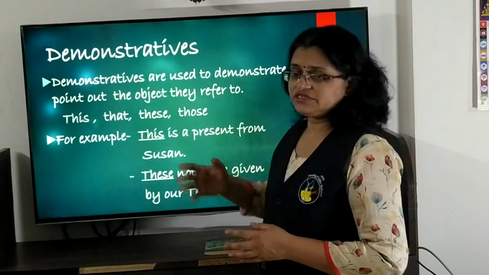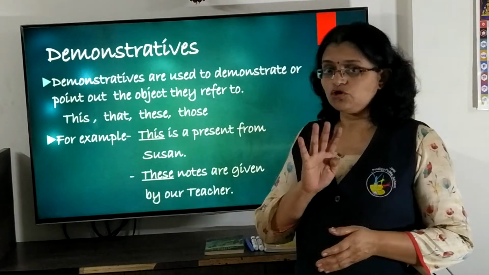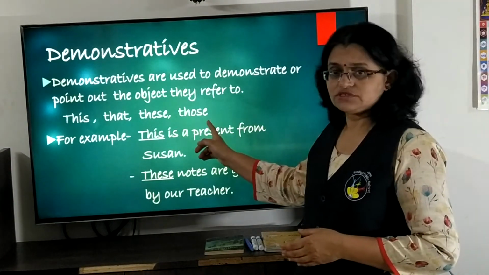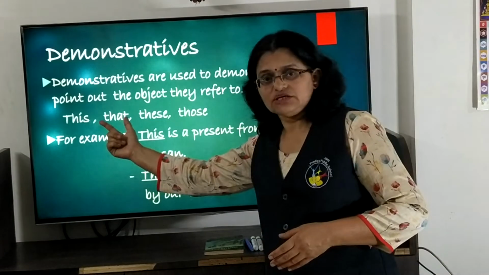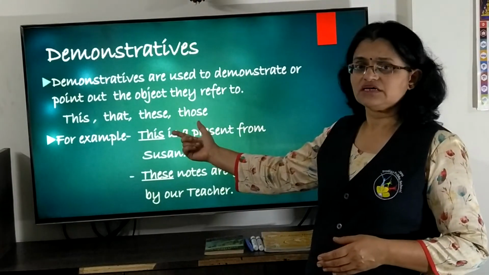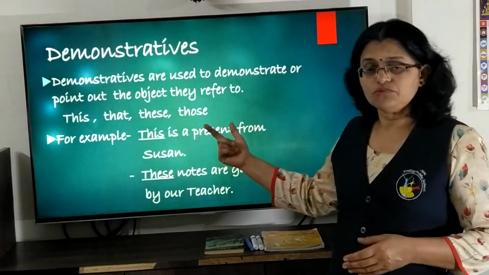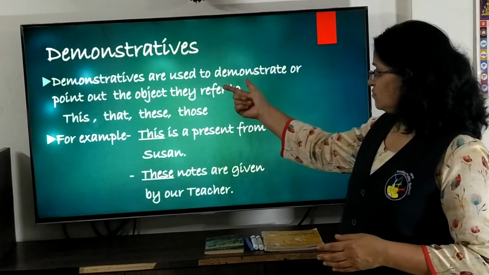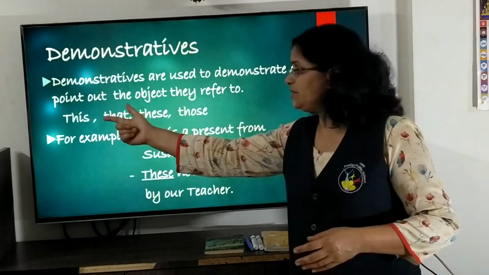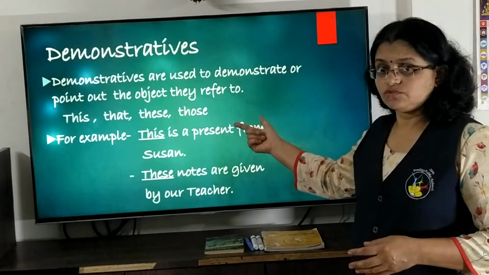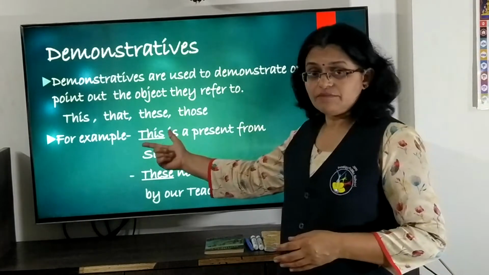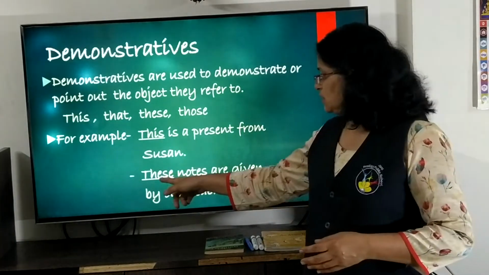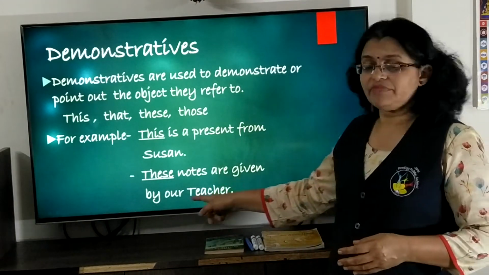Afterwards, there are demonstratives. There are 4 main demonstratives: this, that, these and those. This and that are singular and these and those are plurals. Demonstratives are used to demonstrate or point out the object they refer to. The examples are given. This is a present from Suzanne. These notes are given by our teacher.